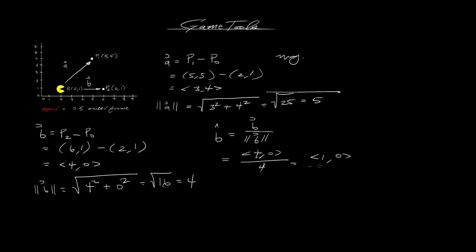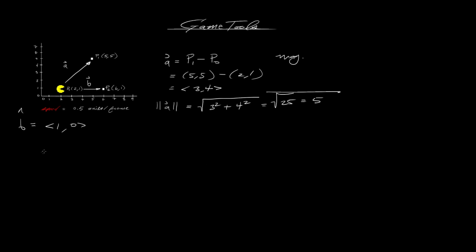Now we can apply any kind of scalar value, which in this case is going to be our speed, in order to control the magnitude of this vector. That's what's so powerful about normalized vectors. Let's go ahead and clear some of this up. So now we can find our final velocity, which let's denote as v. It's going to be our speed multiplied by our direction. So that's a speed of 0.5 units per frame, multiplied by our direction, which is (1, 0), and that gives us a final velocity vector of (0.5, 0).